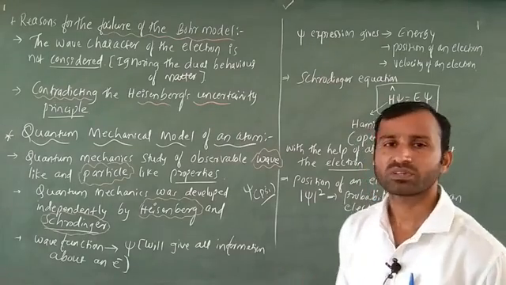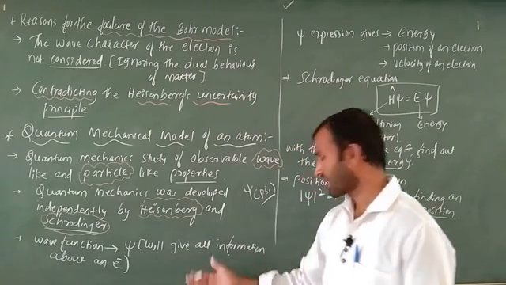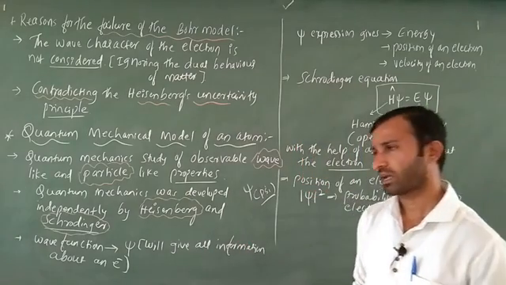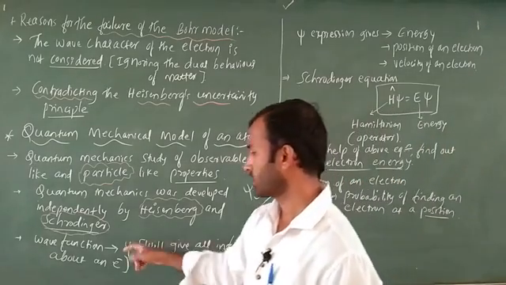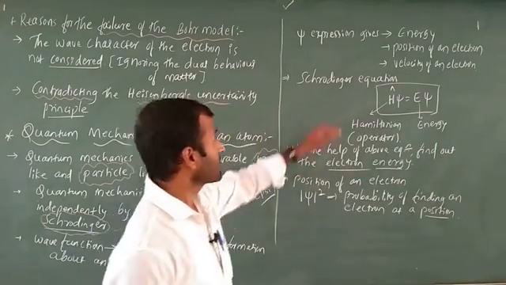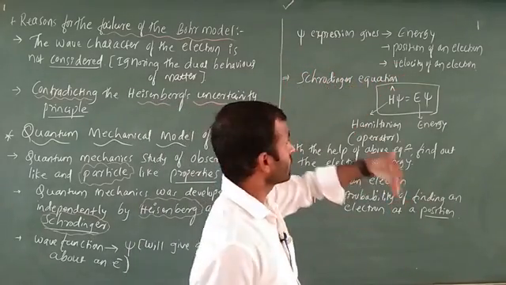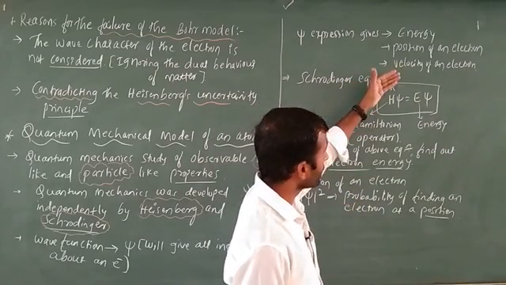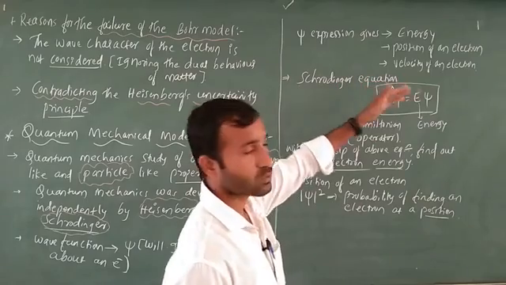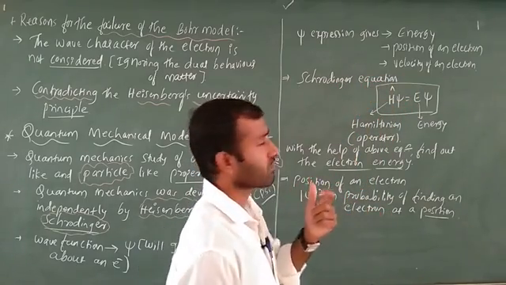What is the role of this psi? Psi can determine the function or place or information about an electron surrounding the nucleus. Okay, this is important, psi, bear in mind. With the help of psi we have to find out the energy, the position of an electron, as well as the velocity of an electron. This is the most important role of psi.